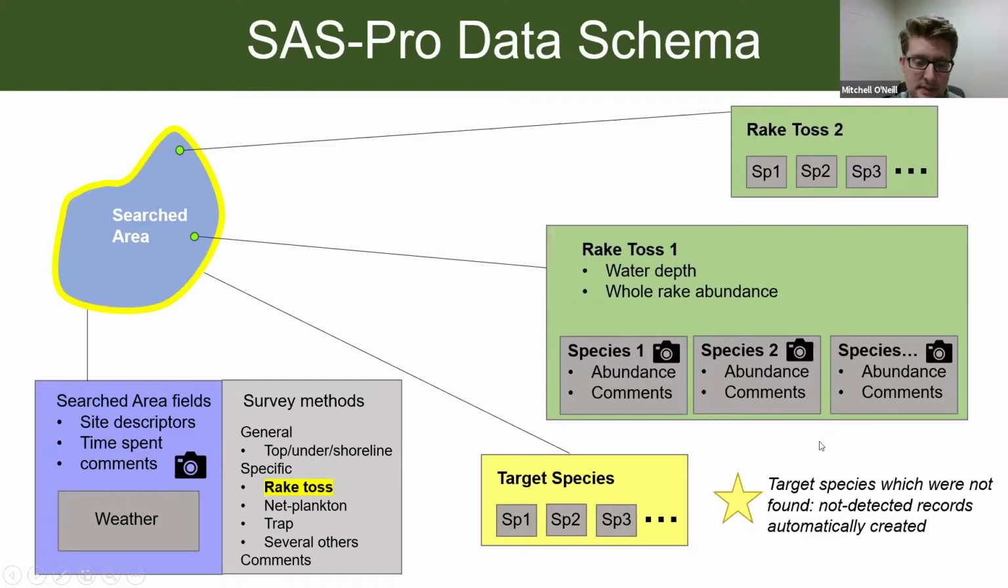And so where the target species list comes into play is that, say you had 5 species on that list, 5 species that you ticked off on that list. Then in the rake toss, you found 3 of those species. Those 2 species that were on your target list, but you did not find, those will automatically be turned into not detected records without you having to specifically create a not detected record. So that's something that should save time this year compared to last year.